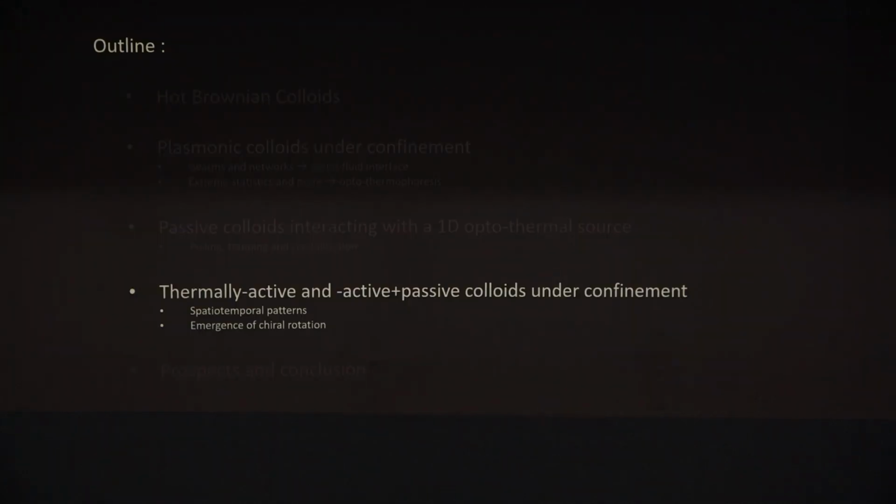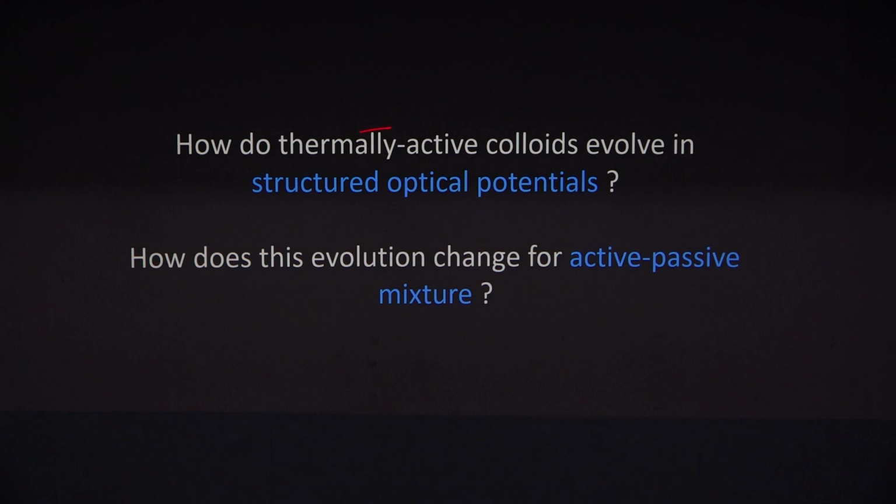Now, in the next few minutes, I'm going to talk a little bit about thermally active and active-passive colloids in confinement. This is a slightly newer field of work. I'll especially talk about spatiotemporal patterns, and also a little bit about the emergence of chirality. The question we are addressing is how do thermally active colloids evolve in structured optical landscapes, and how does this evolution change for an active-passive mixture?